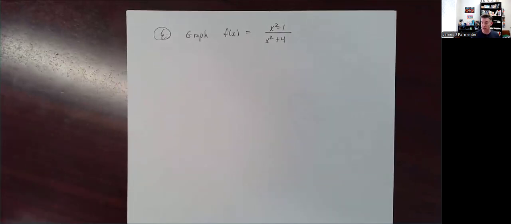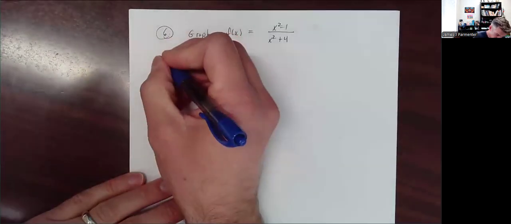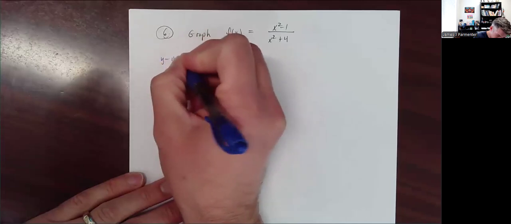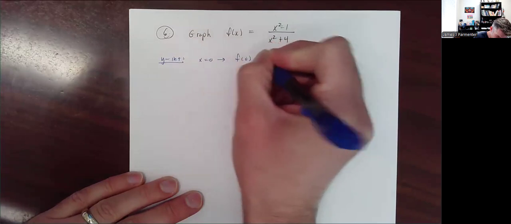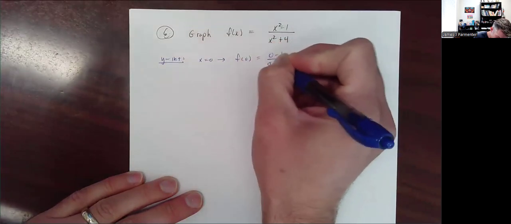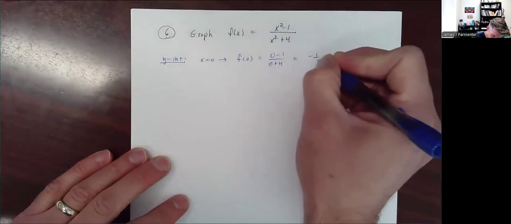Let's take that previous function and flip it over and see how that looks. So same steps. We're going to find the y-intercept as usual. We're going to set x equal to 0. We're going to get f of 0 equal to 0 minus 1 over 0 plus 4. I didn't write 0 squared because I know 0 squared is 0, which is going to be -1/4.